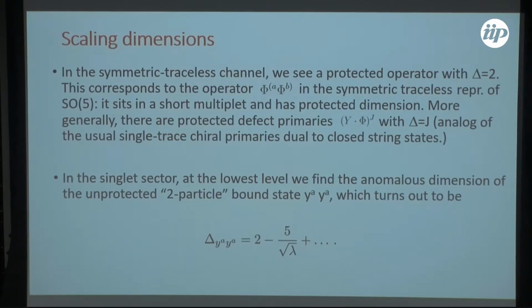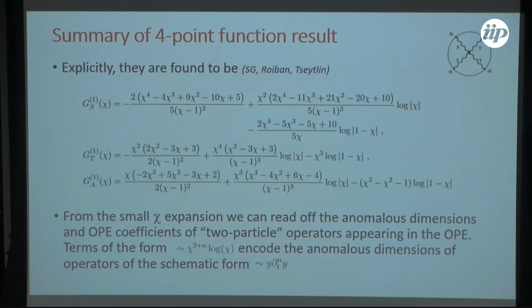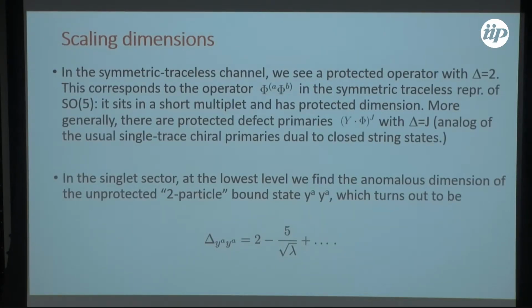Okay, now maybe more interestingly, in the singlet channel, we can see that there are unprotected operators. In particular, the lowest lying one is a scalar singlet with dimension 2, which is the classical dimension of the product of two y's, which is dual to the product of two φ's. And then there is a correction which is extracted by looking at the log in these terms, and that correction is -5/√λ. Okay, so from this 4-point function, we can extract the scaling dimension of this unprotected singlet operator, which appears in the OPE. So what is the interpretation of this on the gauge theory side?